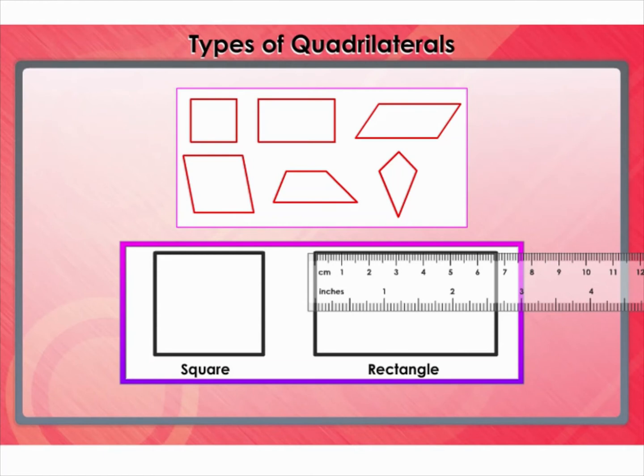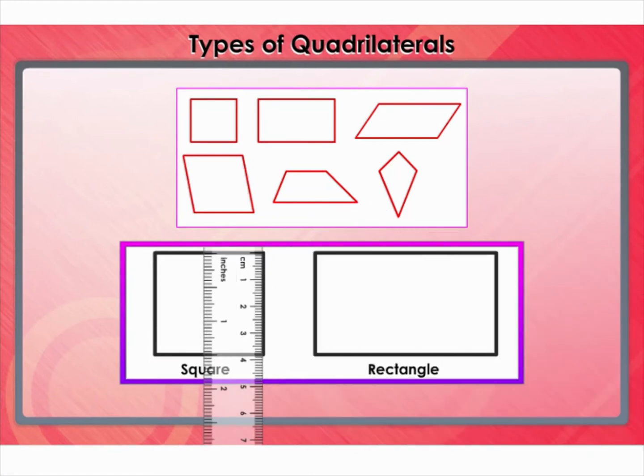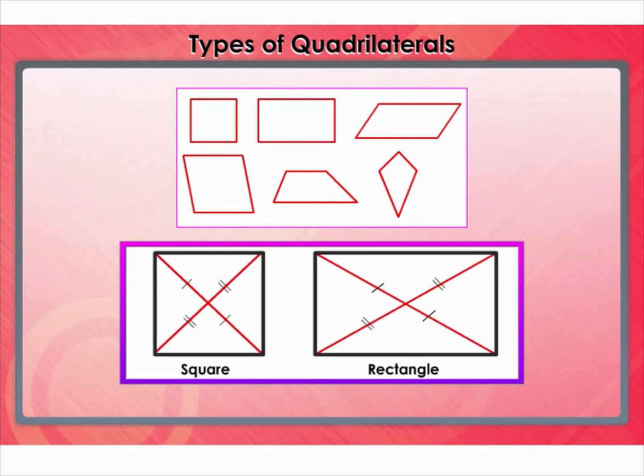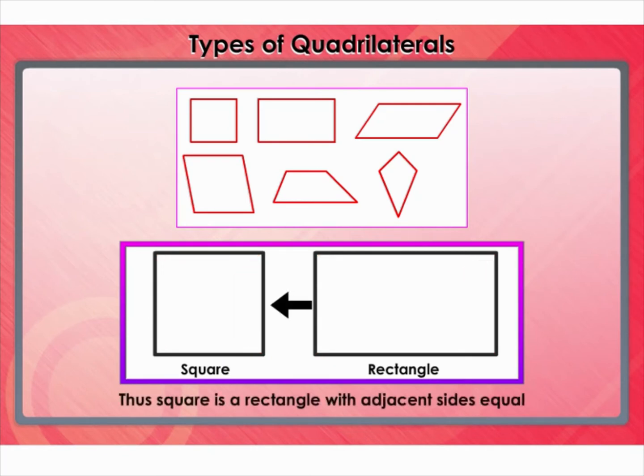A square has 4 equal sides, while a rectangle has opposite sides equal in length. The diagonals of squares and rectangles bisect each other. In case of a square, they bisect at right angles. Thus, a square is a rectangle with adjacent sides equal.